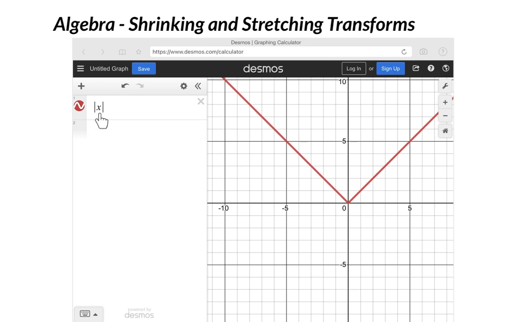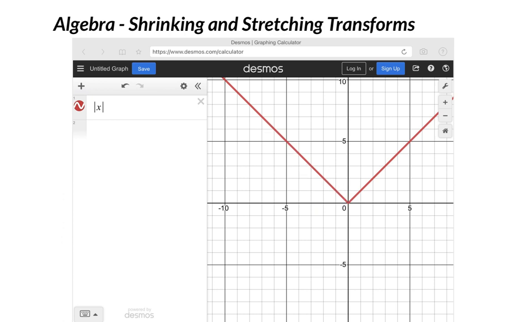So for example, if x is 5 right here, you see the y value is also 5. But if x were negative 5, or I put negative 5 in here, the absolute value returns positive 5 there as well. So no matter what you put into the absolute value, you get the positive version out. So that's why it looks like this. It looks like the line y equals x until it hits 0, and then it's reflected up here.